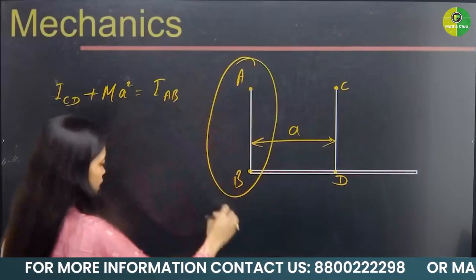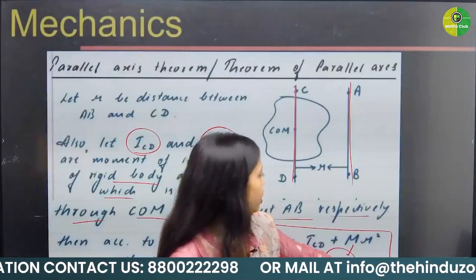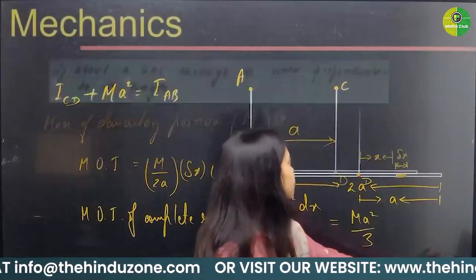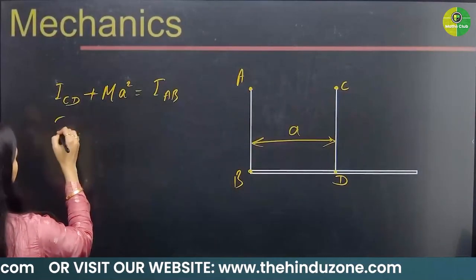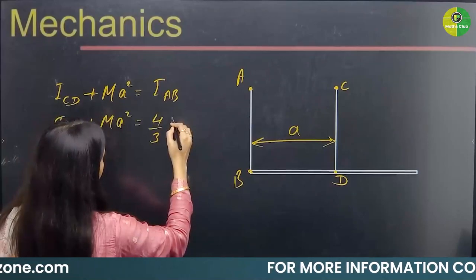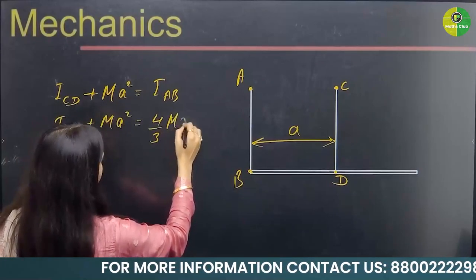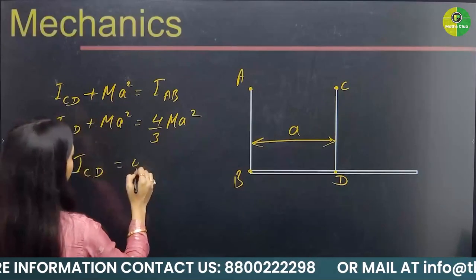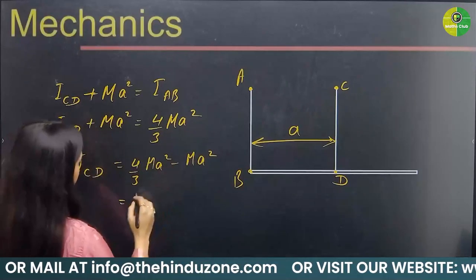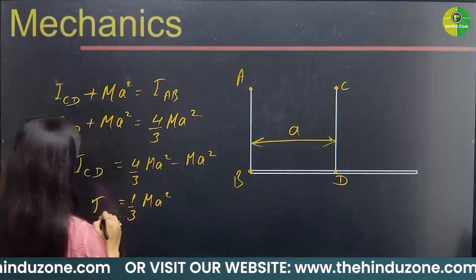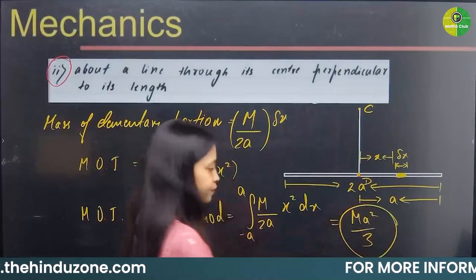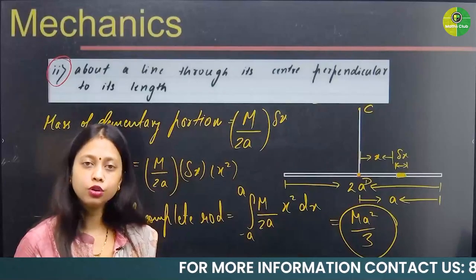I of AB we have already calculated in the first part: 4 by 3 Ma square. So let's substitute the value. I of CD plus Ma square is equal to 4 by 3 Ma square. So I of CD will be 4 by 3 Ma square minus Ma square, which equals 1 by 3 Ma square. This is I of CD. So you can directly apply the parallel axis theorem also.